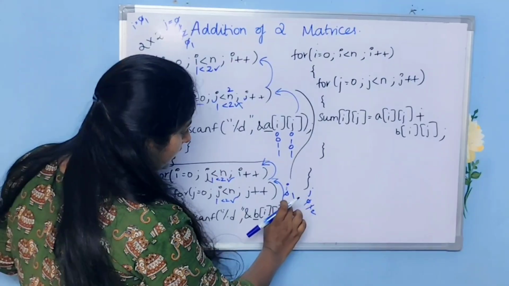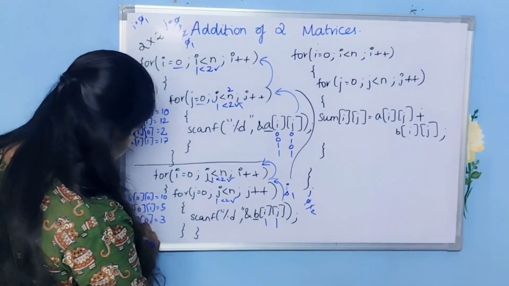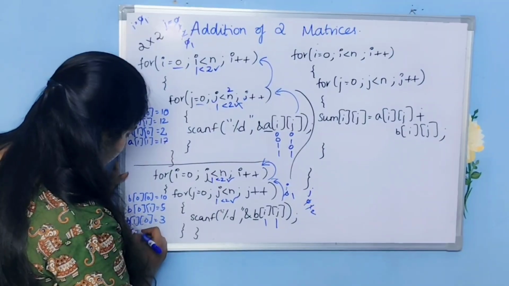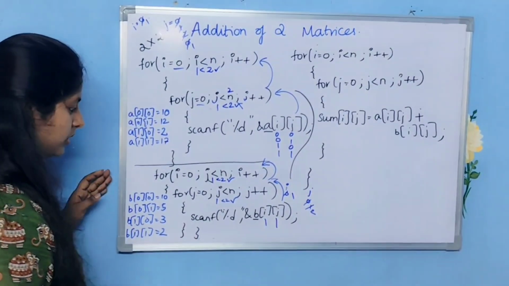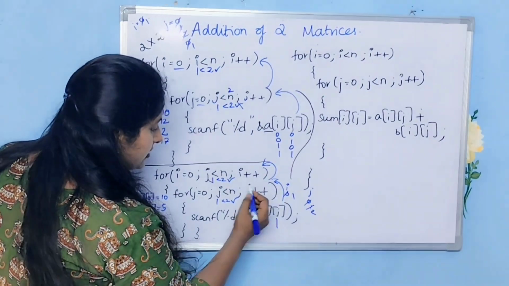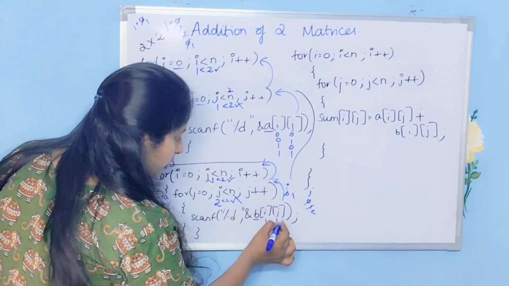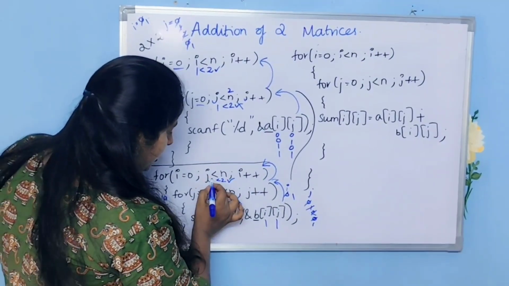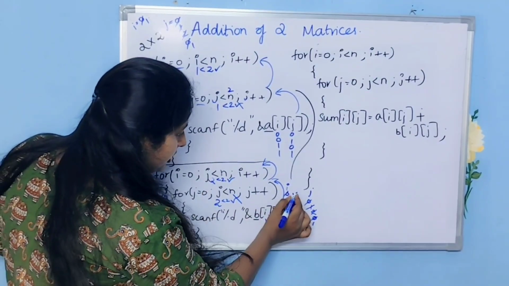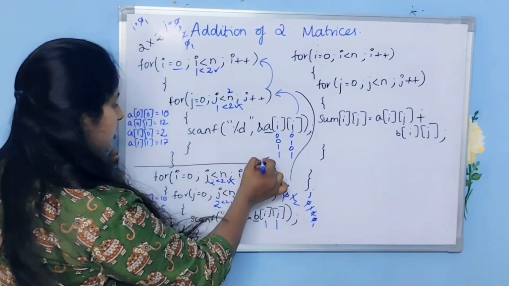I value is 1. J value is incremented to 1. So B of 1, 1. Again, the j value is incremented. J is 2, condition false. It won't go down. It has to go to the outer loop. So the i value is incremented. 2 is less than 2, condition false. So it comes out of the loop.